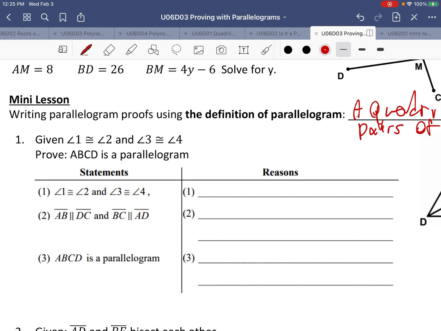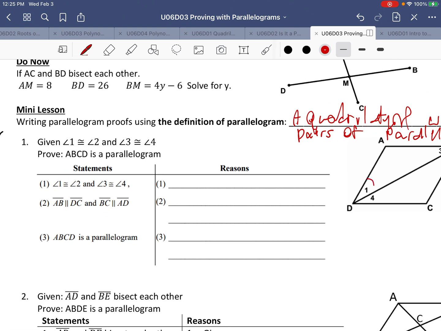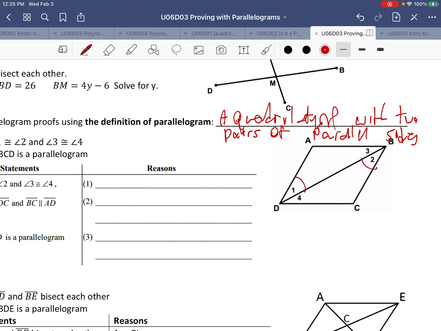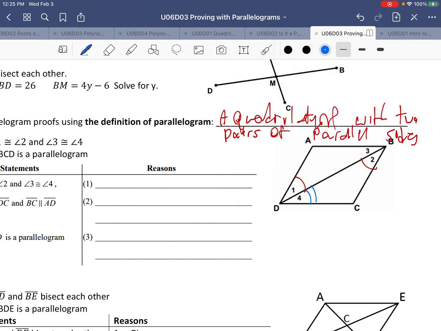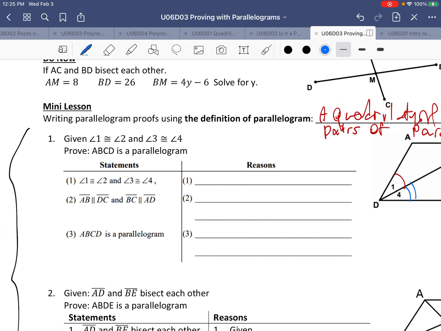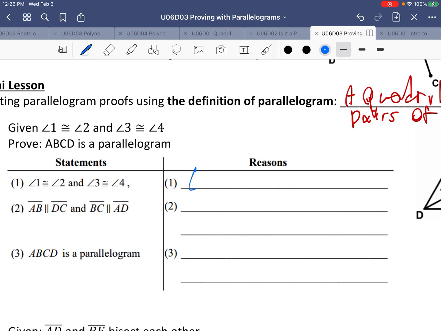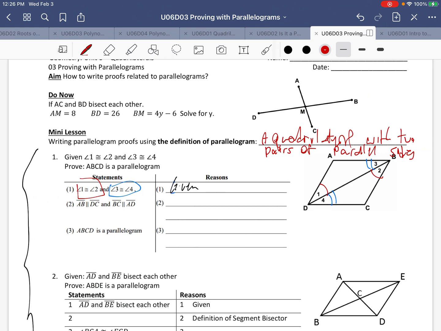So in this case, we are told that angle 1 and angle 2 are congruent to one another, and we're also told that angle 4 is congruent to angle 3, and that is given. And they wrote them in the same statement, which you can do. Here I'll actually write given in black, and I'm going to write 3 and 4 in blue, and 1 and 2 in red, just so we can see them on the graph more obviously.